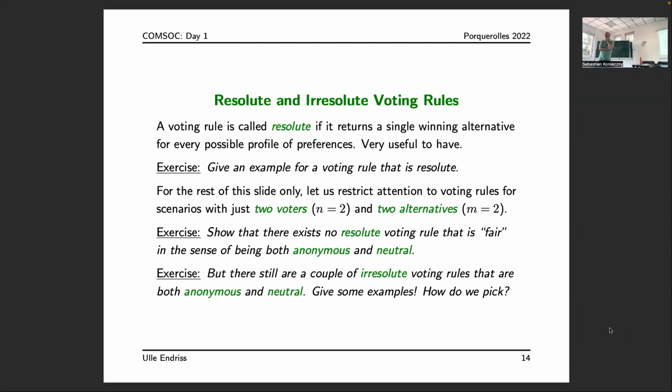Plurality works, yeah. It's clearly anonymous. The people are treated the same. It's clearly neutral. The alternatives are treated the same. It's irresolute. Yes, there can be a tie, but it's a well-defined rule. Other examples.